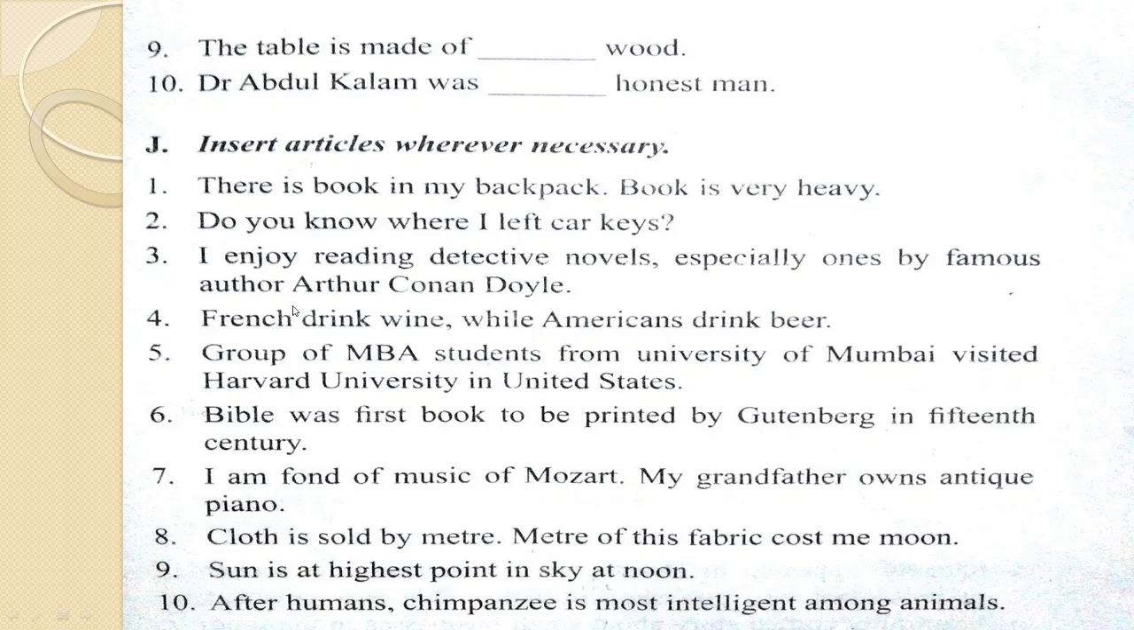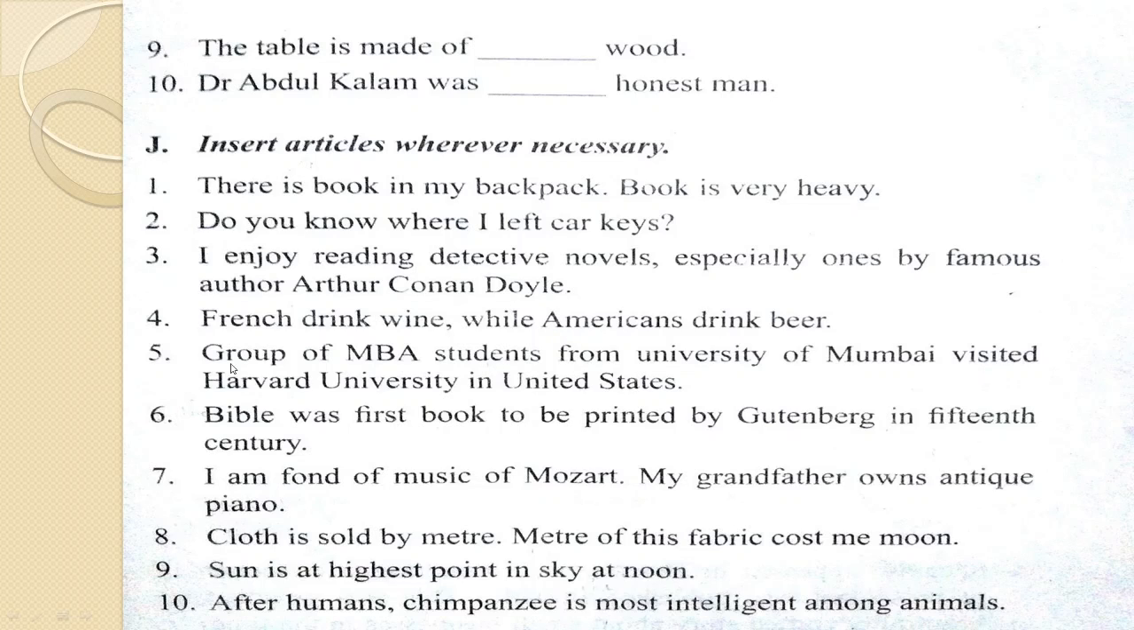Conan Doyle. Here, number 4, the French drink wine while the Americans drink beer. So you know that the French, the Indians, the Sri Lankans, the Bangladeshis, all the nationalities, when you refer to them, you can say that the French, and here also the Americans, the British, the English.